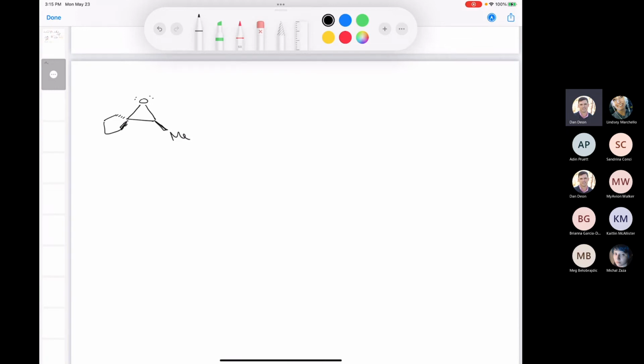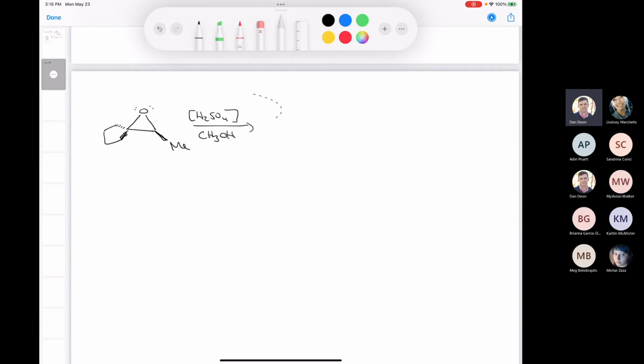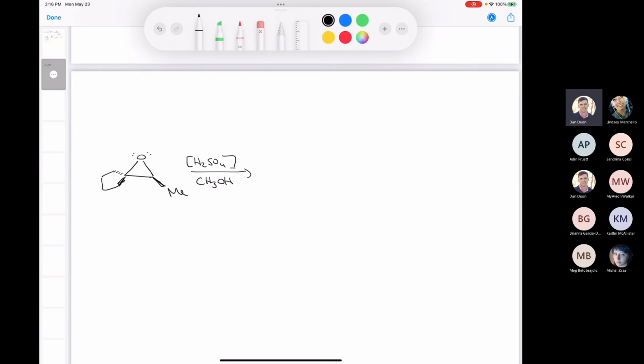Now I'm going to go a little bit faster this time. We're treating it with sulfuric acid, H2SO4, and methanol, which is CH3OH. The major acidic species in solution is going to be protonated methanol. So the major acidic species in solution would be this, methanol that's gained a proton. And so I'm going to do a proton transfer to render the epoxide more electrophilic.